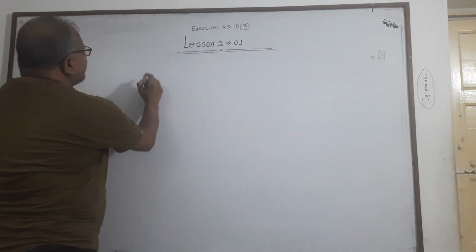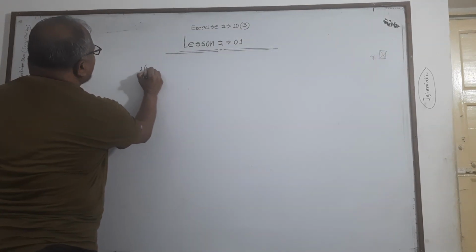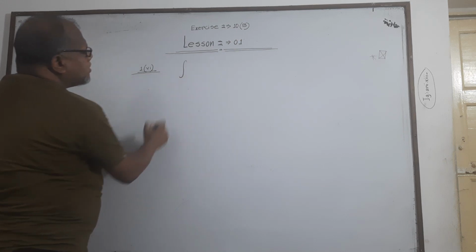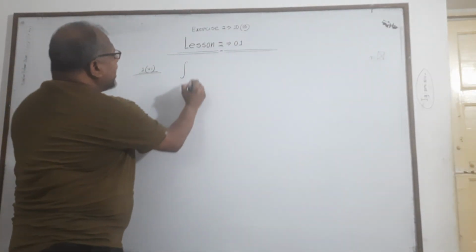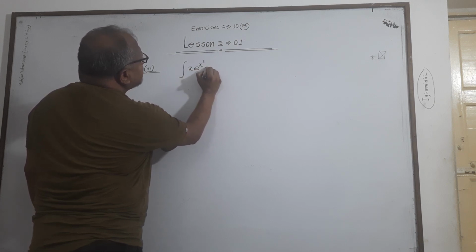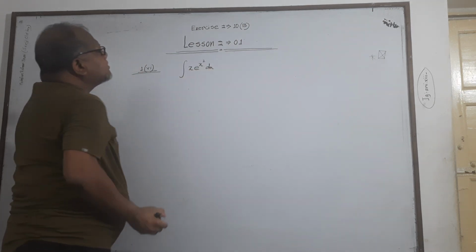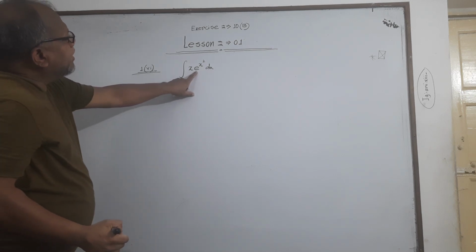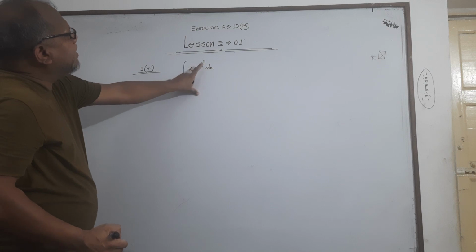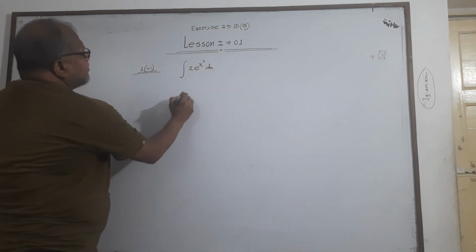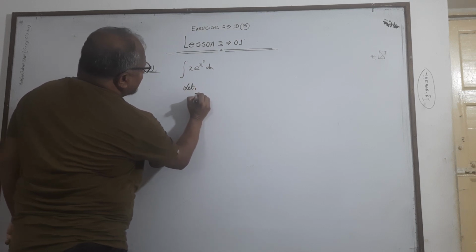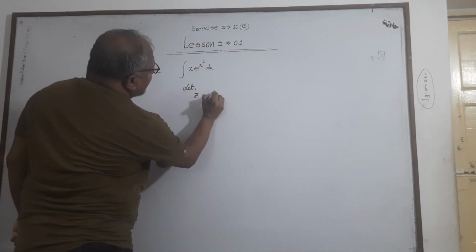Next one is 1 of 6. Here integration of x e to the power x square into dx. Here the power of e is x square, so I consider x square as z. Here let z equal to x square.